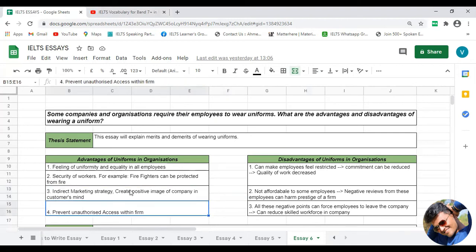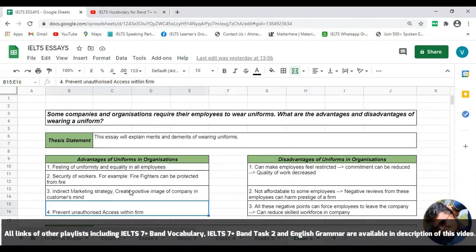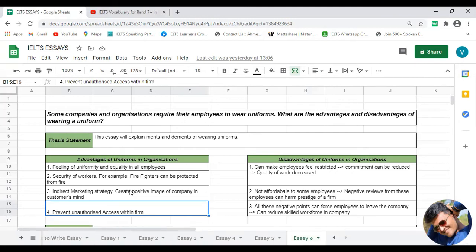Now, the last advantage from the perspective of organization, according to me, would be preventing unauthorized access within the firm. See, friends, when there is a compulsion that each and every employee has to wear a uniform when they come to the organization, then it will become quite easy to identify someone who has not worn or who is not wearing the uniform.